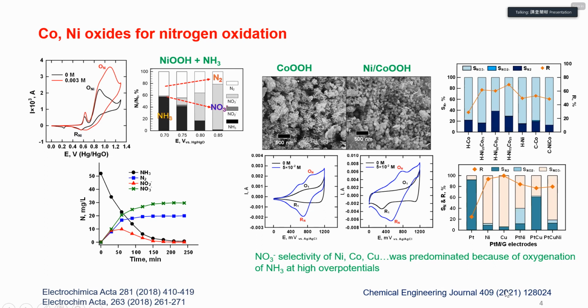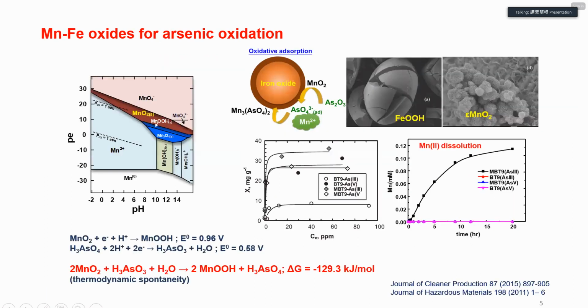And not just the nickel, also cobalt or copper are able to oxidize ammonia and convert all the intermediates to the nitrate. And another case is the arsenic.